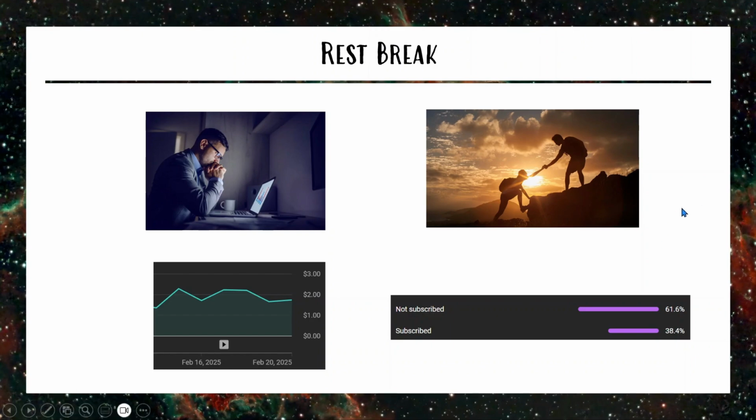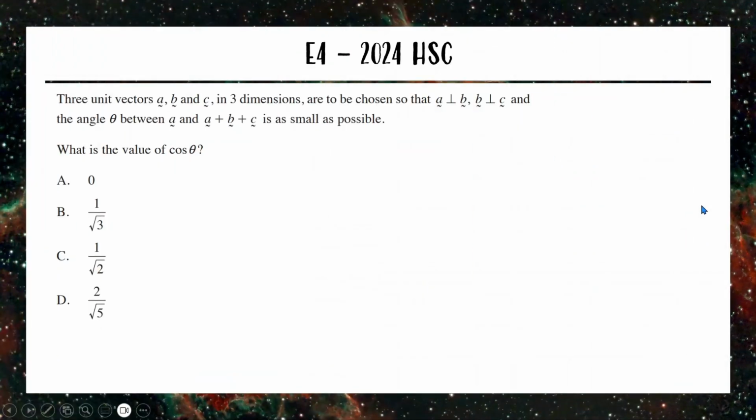Let's finish off the last two questions. This one is from the 2024 HSC again. It's a multiple choice, but it's a real bastard for 1 mark. We have 3 unit vectors. That's important. A, B, and C in 3 dimensions, and we're choosing them so that A and B are perpendicular, B and C are perpendicular. And the angle theta, which is the angle between A and A plus B plus C, is as small as possible. What is the value of cos theta?